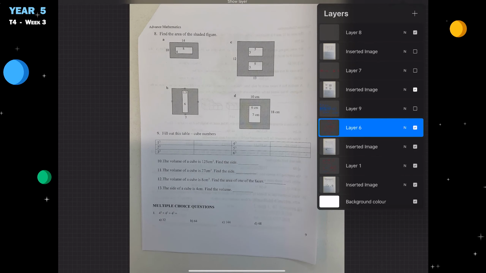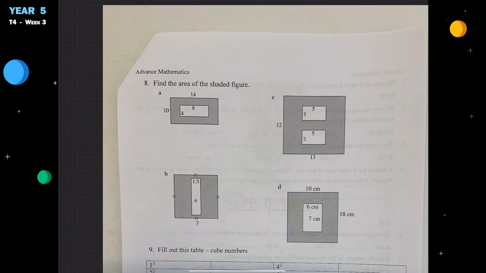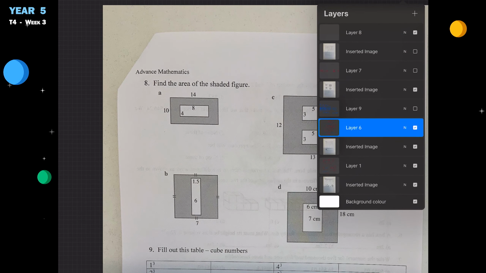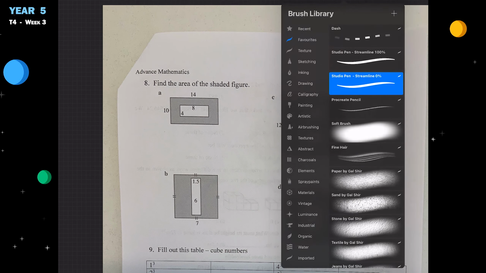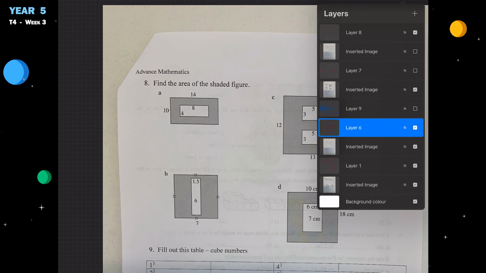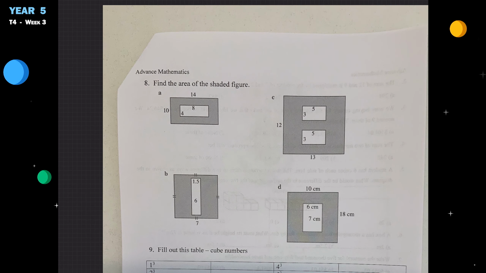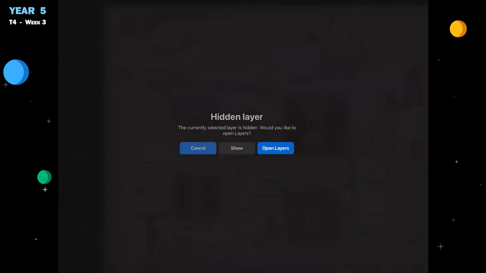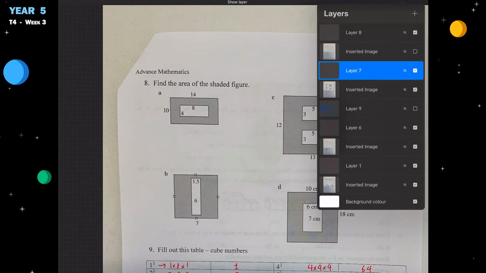Okay, so let's look at the next page. Find the area of the shaded figure. Okay, to find the area of the shaded figure, what I'm going to do is find the area of the entire... Where are we up to? Oh, here, okay.